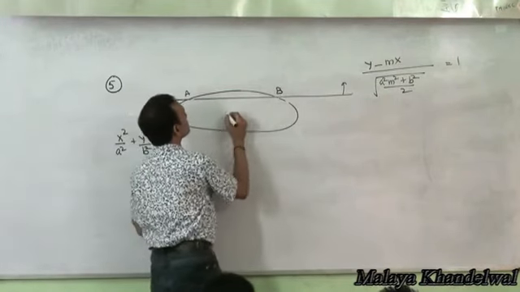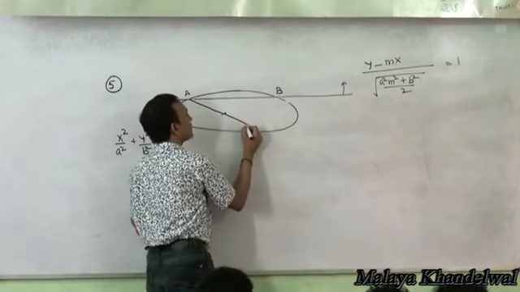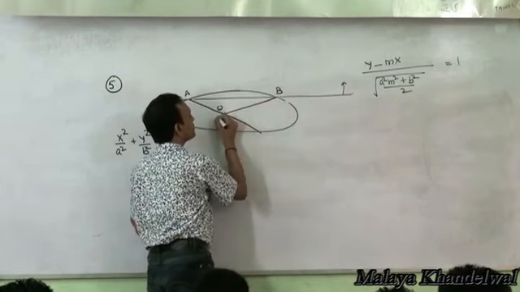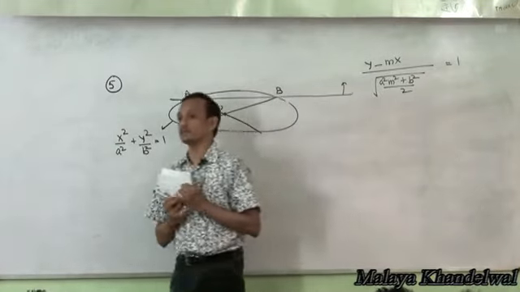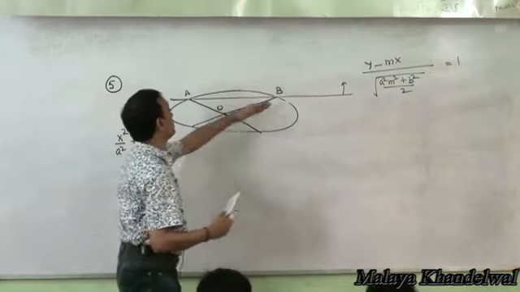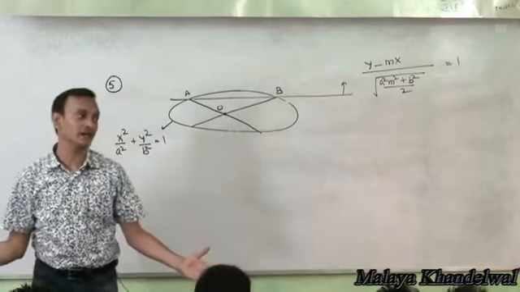What we've got to show is that if I join A to O and I join B to O, then AO and BO would be a pair of conjugate diameters. When would AO and BO be pairs of conjugate diameters? If the product of their slopes is minus b squared by a squared.